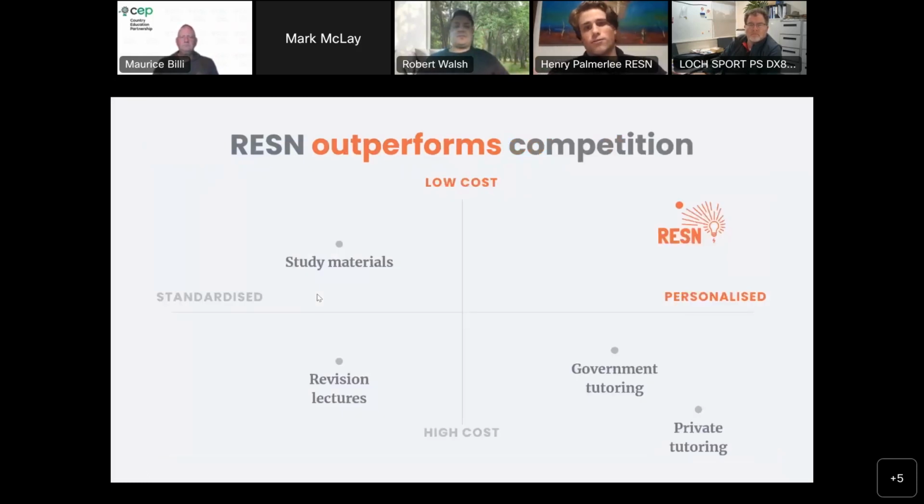We really try to focus on what we do on two axes. We do better than anyone else on these two axes: the fact that we are completely free and we are completely personalized. As far as we've been able to tell, there isn't any other initiative out there that offers this same level of personalization at a completely zero cost. Usually you're trading it off. You pay for personalization or you don't pay and you get standardized material. RESN is the best of both worlds, and that's something that we're really proud of.